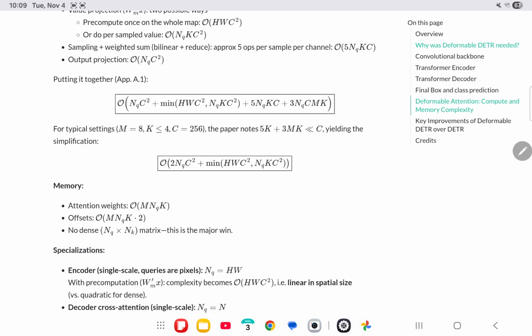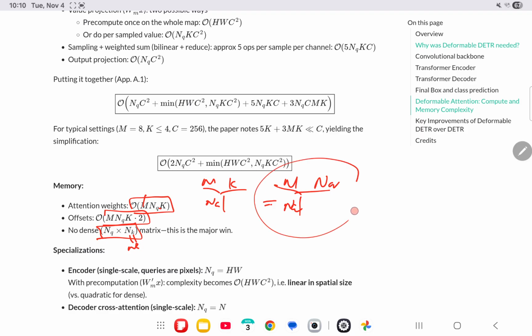comparison. So you can see here, if you look into the memory, it is M heads times NQ across M heads, but in DETR it was NQ times NK across M heads, that was big. Offsets, we have to store the offsets. Usually NK is equal to NQ, that's why I write NQ here. So there is no dense matrix, so that's a major memory gain.